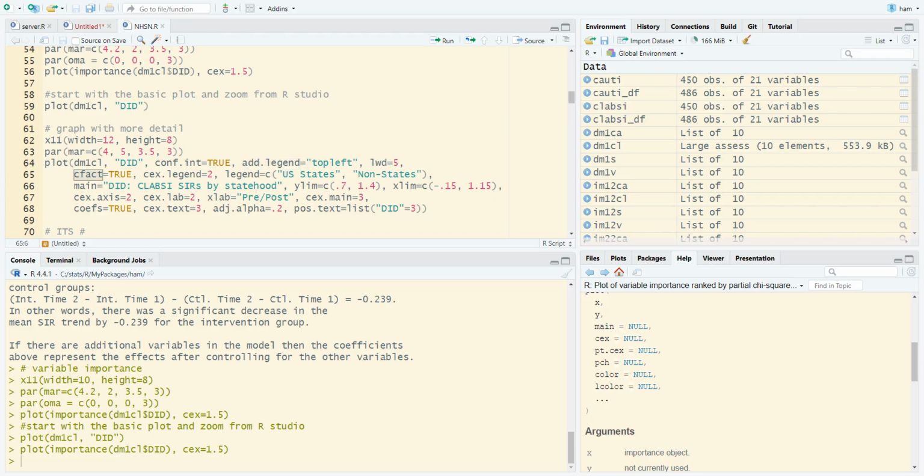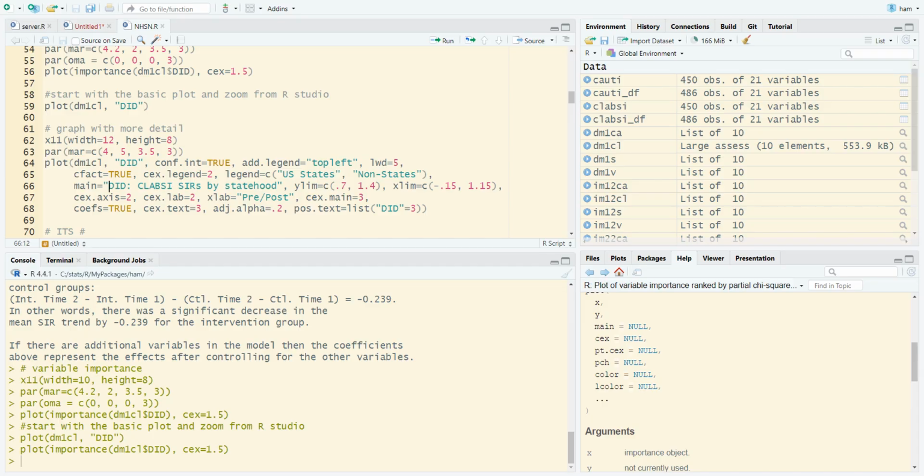I'm going to add the counterfactual line. This is what could have happened had our intervention group had that same trend that our control group had. So without a treatment, this is potentially what that trend could look like over time for our intervention group. We're going to change the size of the legend. We're going to add in legend names.